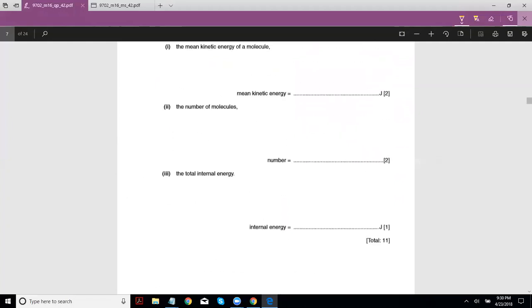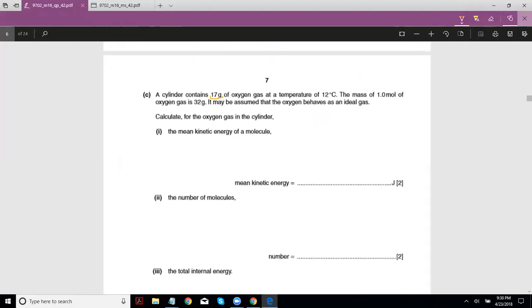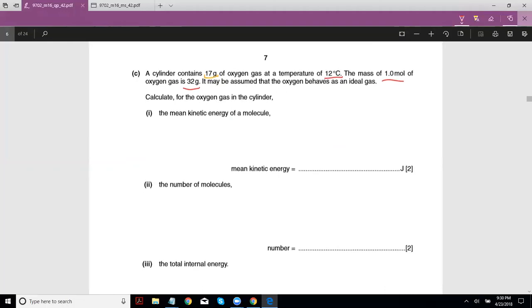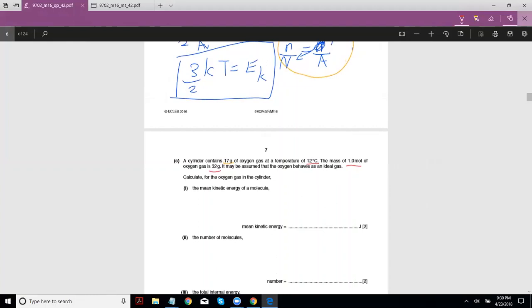And we have 4 minutes to finish this. A cylinder contains 17 grams of oxygen gas at temperature 12 degrees Celsius. The mass of 1 mole of oxygen gas is 32. It may be assumed that oxygen behaves as an ideal gas. Calculate for the oxygen gas in the cylinder the mean kinetic energy of the molecule, which is just using this formula. So you would put 3 over 2.